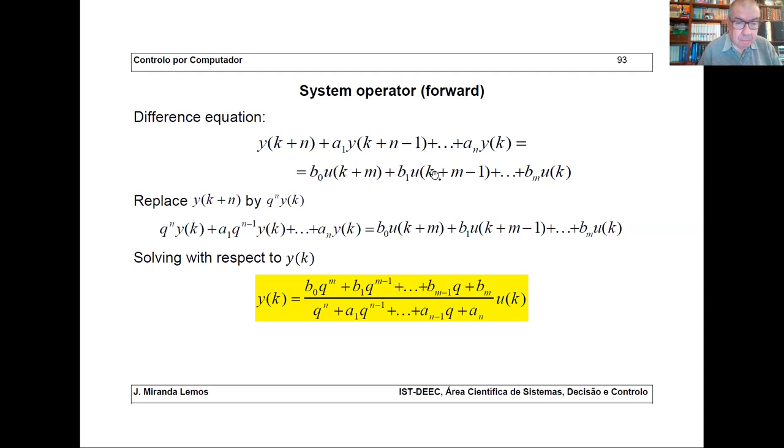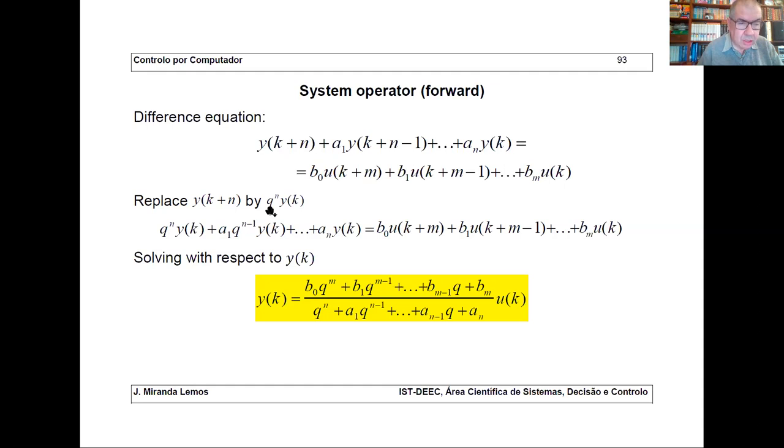And we have come to define some notions. One of the notions was the system delay, which is the difference between n and m. And the system delay tells you, when you change u, what is the first sample that is affected by this change in u. And then I introduced the forward shift operator Q.